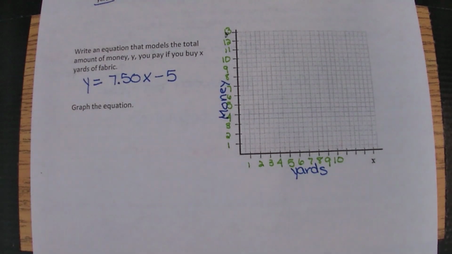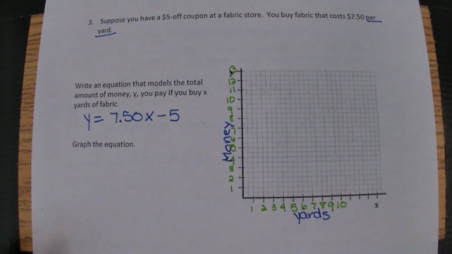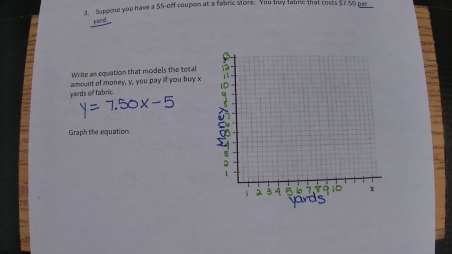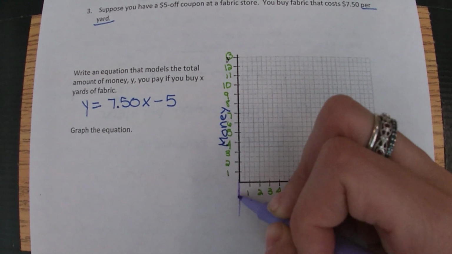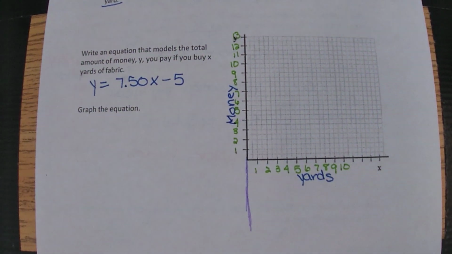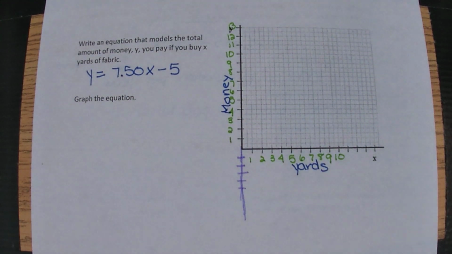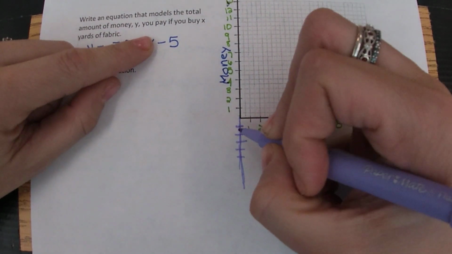Because it doesn't make sense that you're going to go into your fabric store, you're not going to buy nothing and just hand them a coupon and then they give you $5. So while it's not in our reasonable domain and range, it is helpful to have that information to graph it. So we'll kind of have to fill in a little bit down here to find that piece. So I'm going to go down here 5 and just keep in mind that it's not reasonable, but I'm using it to help me figure out the rest of the graph. So I'm going to start at -5.